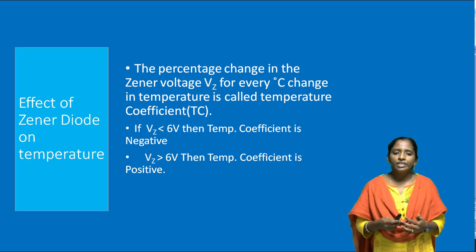So if VZ is less than 6 volts, then the temperature coefficient is negative. If VZ, that means Zener voltage, is greater than 6 volts, then the temperature coefficient is positive. Temperature coefficient positive means if the temperature increases, the resistance also increases. Temperature coefficient negative means if the temperature increases, the resistance value decreases. So for VZ less than 6 volts, the temperature coefficient is negative. For VZ greater than 6 volts, the temperature coefficient is positive.